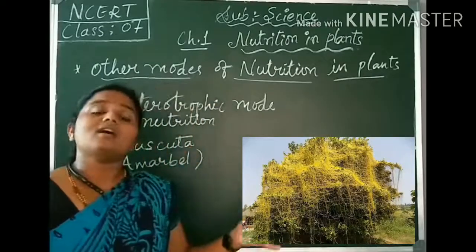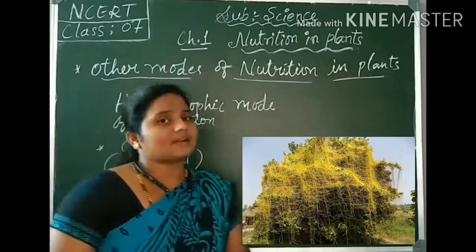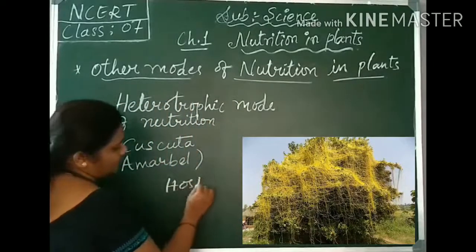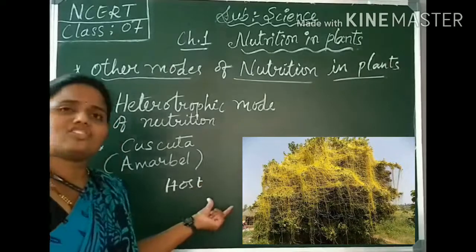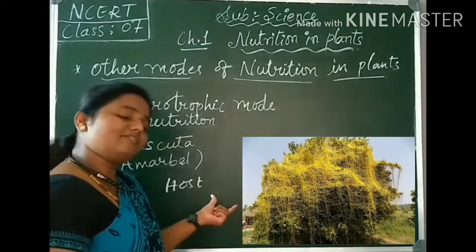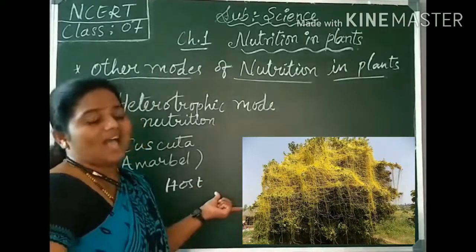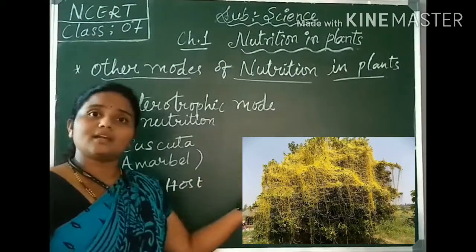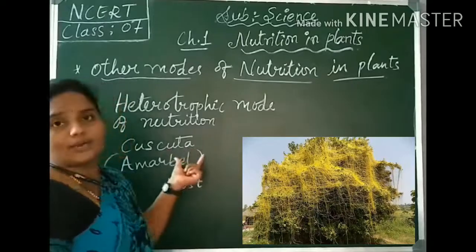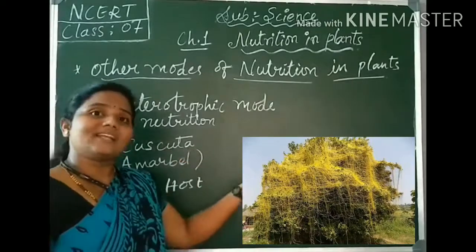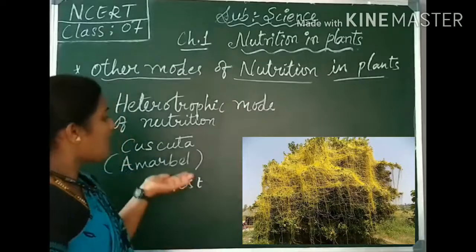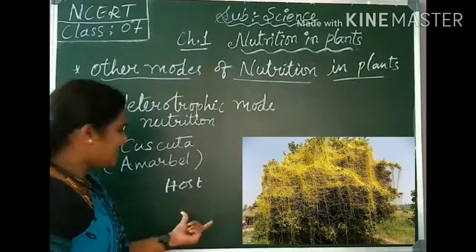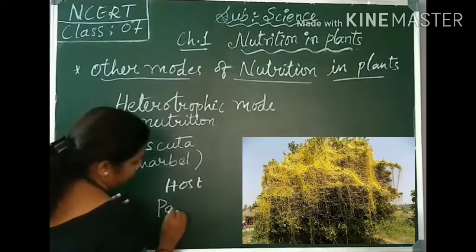Here we come across two new terms, children. One is host. Host is the body or thing which gives shelter to another organism. For example, the big tree upon which the Cuscuta is growing is giving it shelter. It is called the host. Then, parasite.